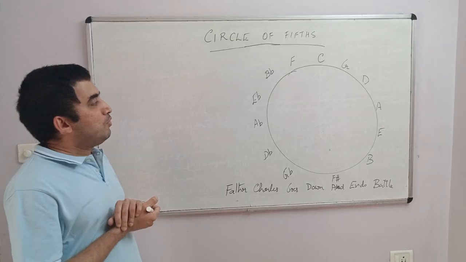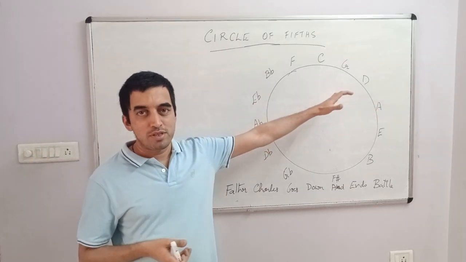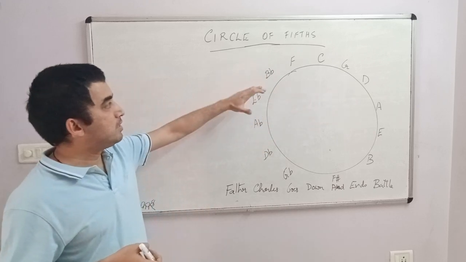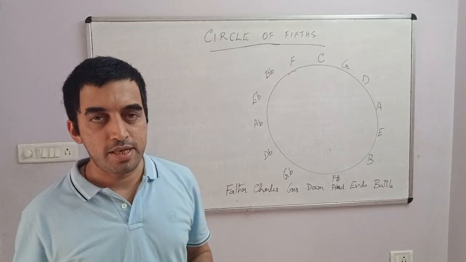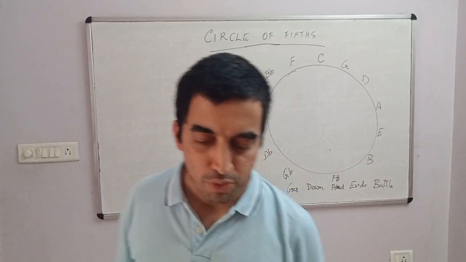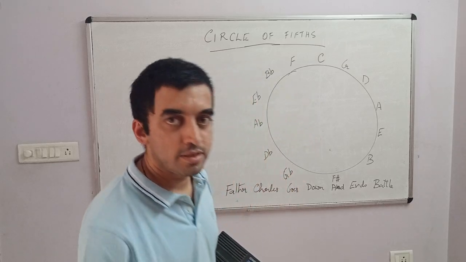Okay. So now, what is the circle? The circle basically helps us to find out what is the notes of each particular scale. Now, example, imagine I want to play the notes of a D major scale, right?